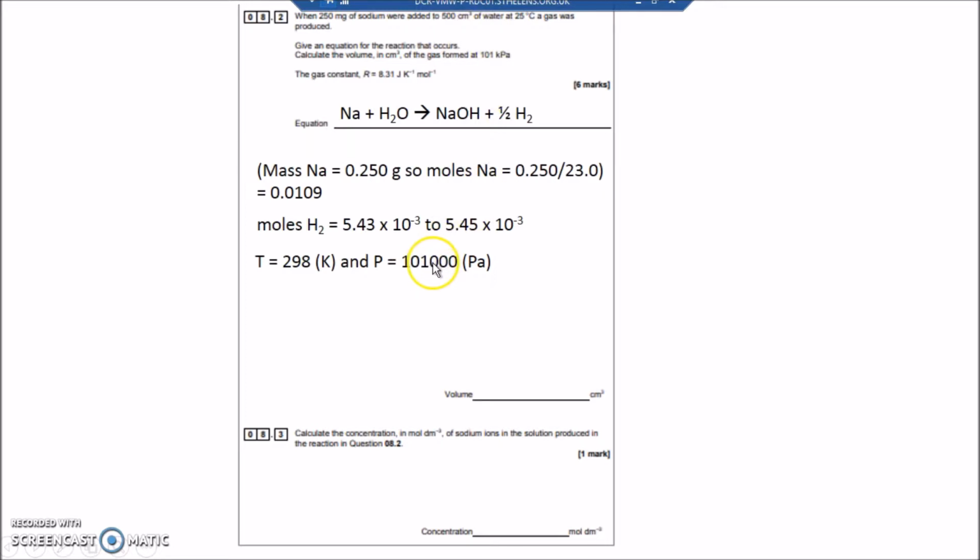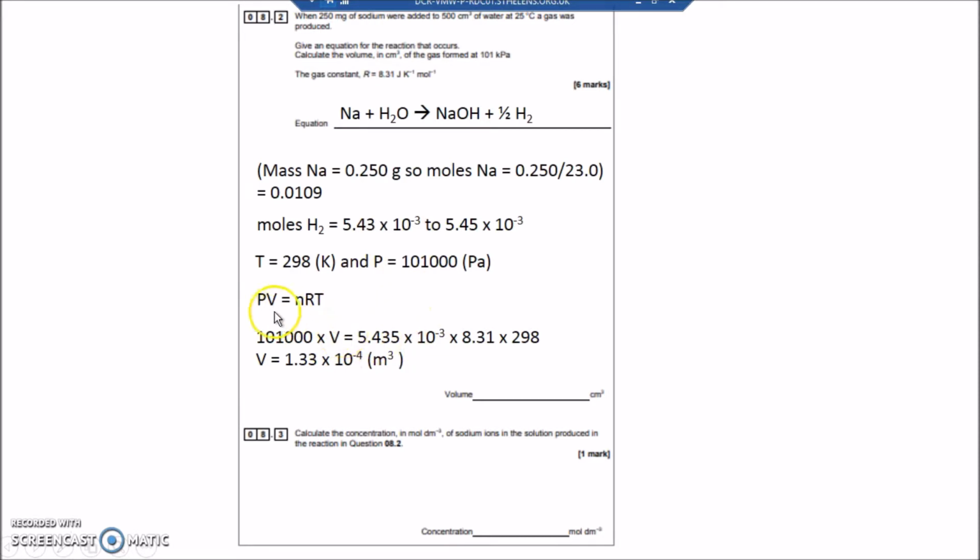So that becomes 101,000 pascals. We've got to get the temperature into Kelvin. So 25 degrees C, you add 273 to convert degrees C into Kelvin, 298 Kelvin. Now we can use PV equals nRT. Pressure times volume is number of moles, which we've worked out before for the hydrogen.